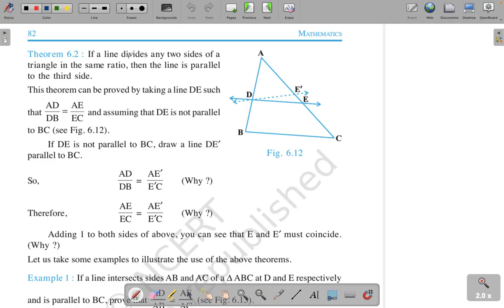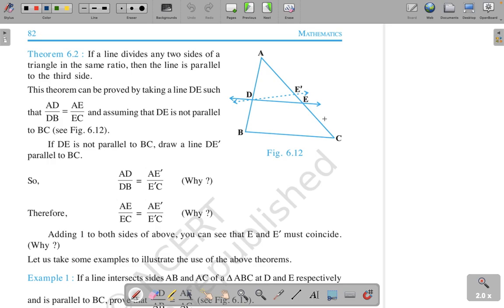So, BPT said that if you draw a third side that is parallel to this side, the sides will be divided proportionally, the opposite sides. So, AD upon DB is equal to AE upon EC. This theorem is about the converse of BPT. So, it is already given that these two sides are proportional, AD upon DB is equal to AE upon EC. Then you have to prove DE is parallel to BC. So this is the opposite of BPT.